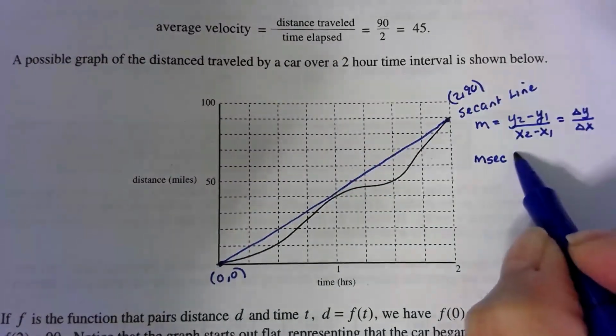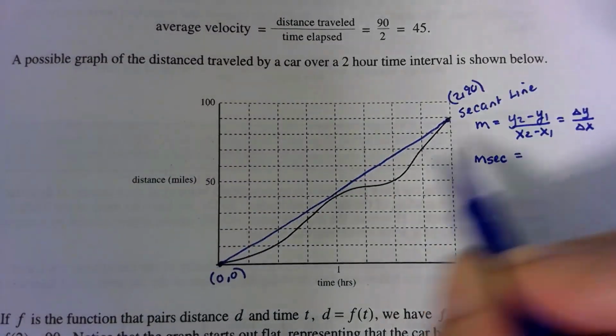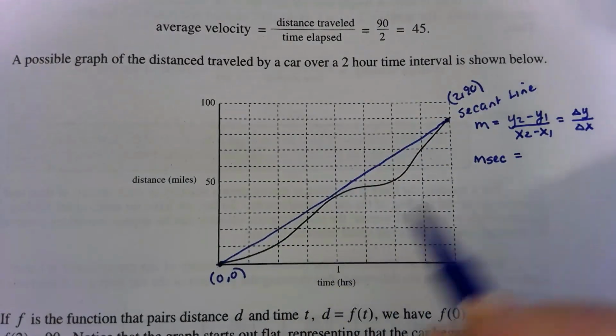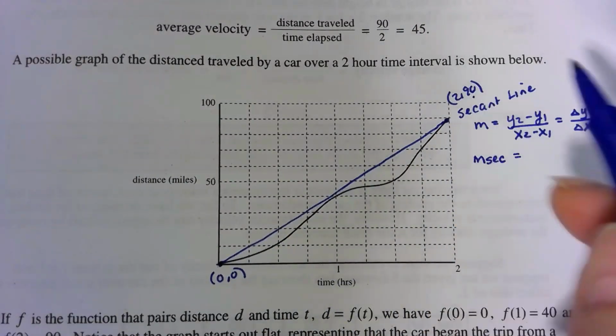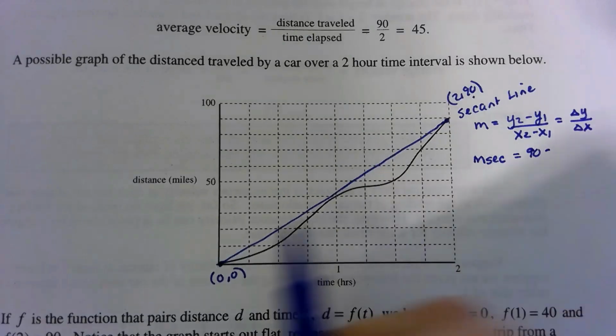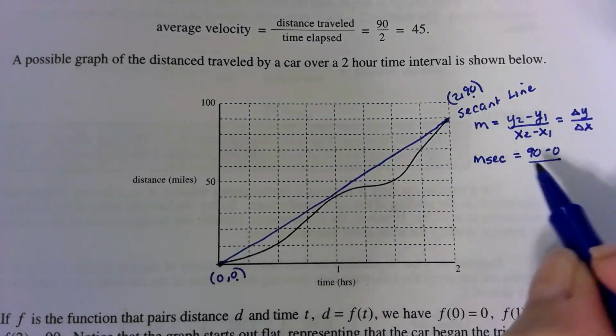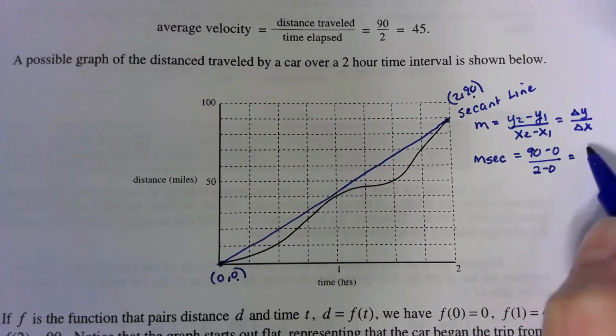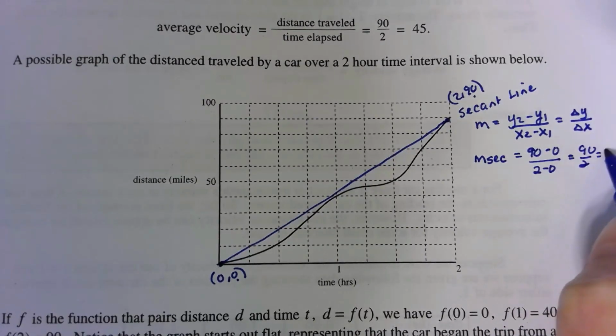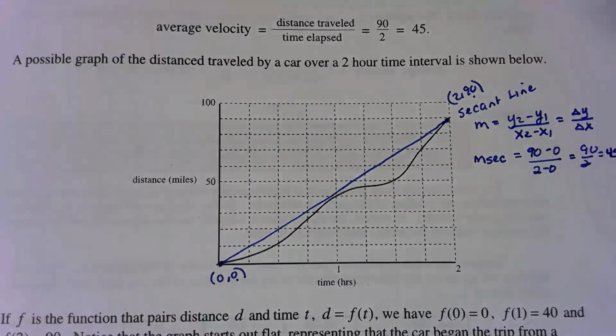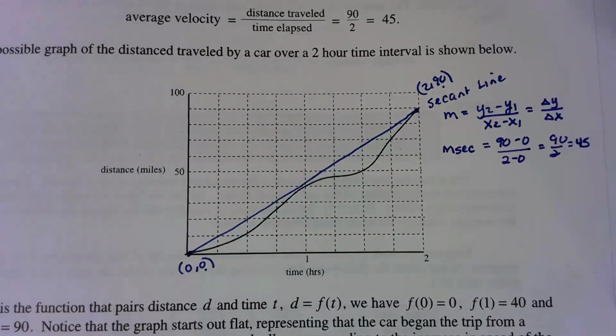This is the same formula. The slope of this line is the slope of any line, so it's y sub 2, which is 90, minus y sub 1, which is 0, over 2 minus 0, the change in x. And 90 divided by 2 is 45. So we could say that the average velocity of this trip, for this 2-hour trip, was 45 miles an hour.